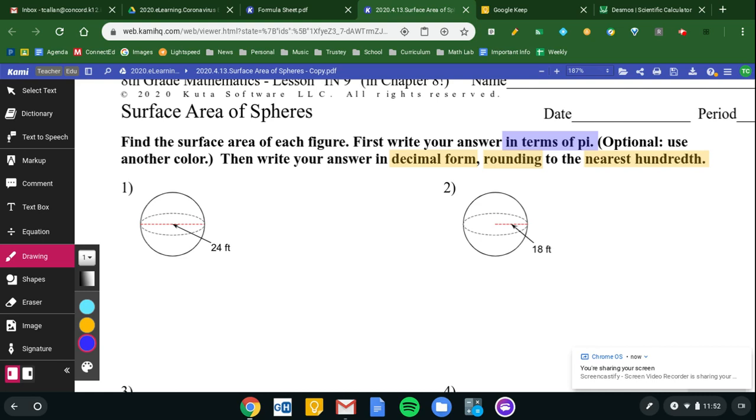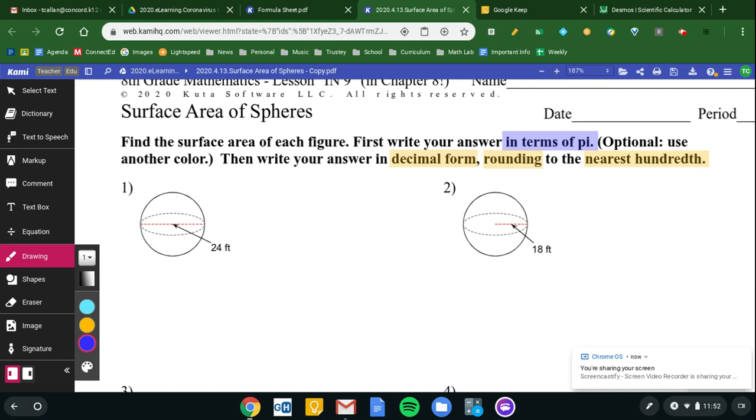So here we go. Let's start with the directions. Find the surface area of each figure. First, write your answer in terms of pi. Notice I've highlighted that in blue. Optional, use another color. And then write your answer in decimal form, rounding to the nearest hundredth.